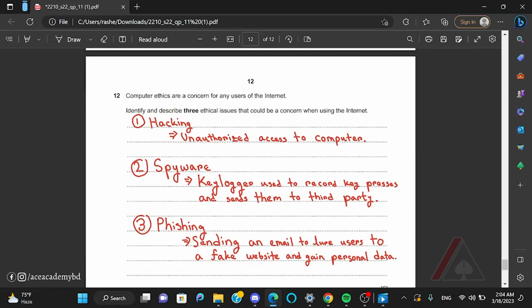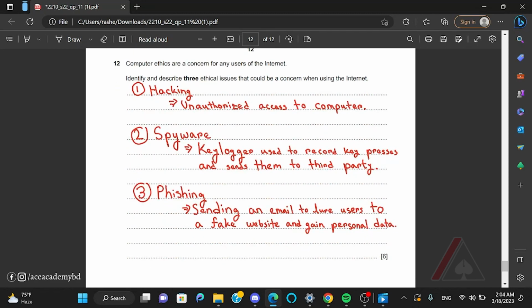Now 12. Computer ethics are a concern for any users of the internet. Identify and describe three ethical issues that could be a concern when using the internet. So there are essentially three, although there are multiple concerns, I here have discussed three of them. Number 1, hacking, which provides unauthorized access to a computer.